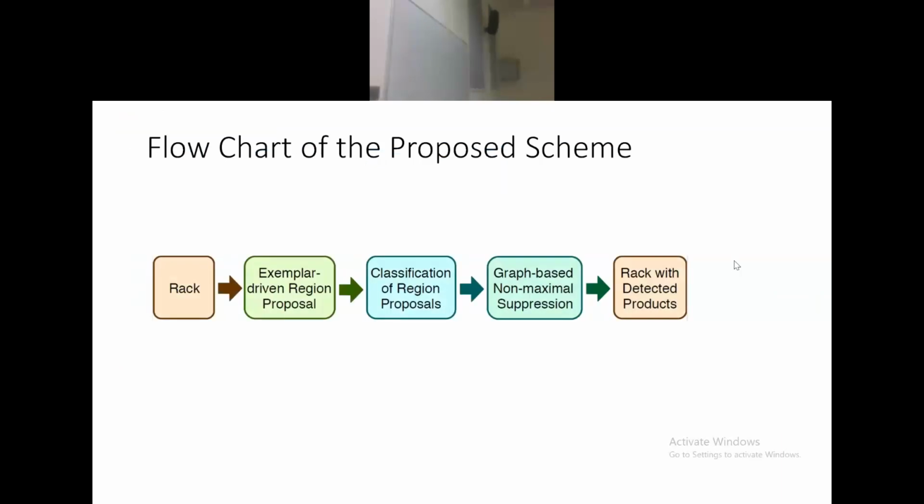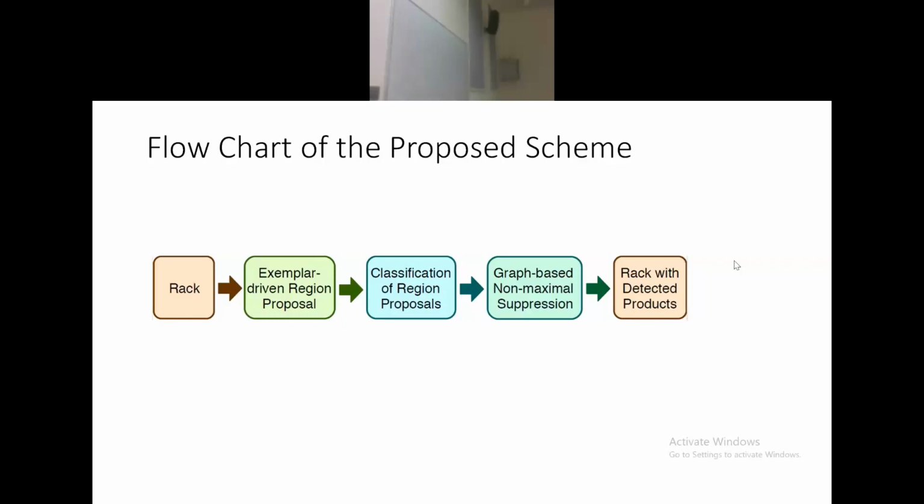So what you're going to get is this complete pipeline. This is the RAG image, exemplar driven. Why are we saying exemplar driven? Because these example marketing images, these exemplar images, are available. We classify these region proposals, and then we can introduce some sort of graphical non-maximal suppression method to find out the winner.